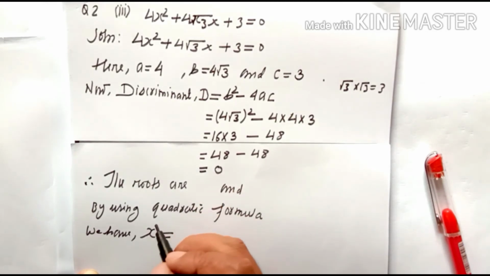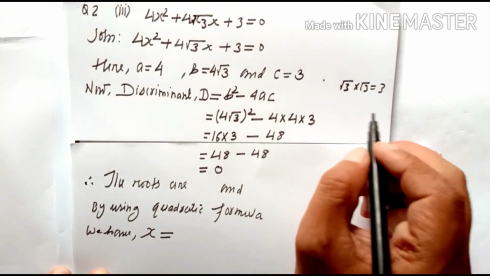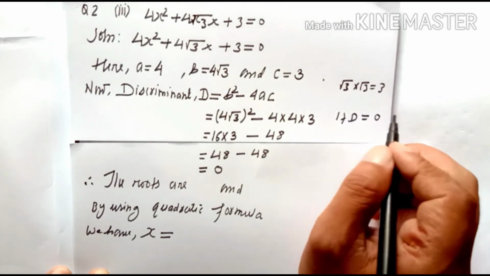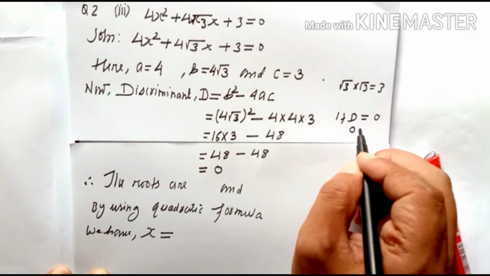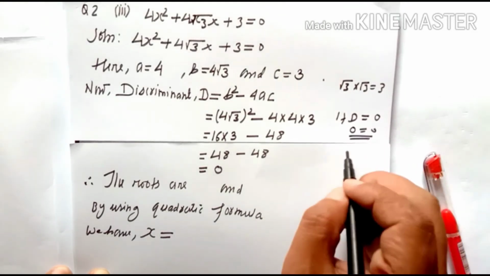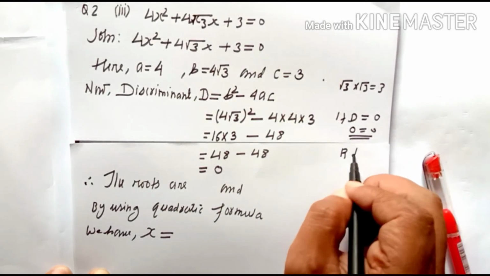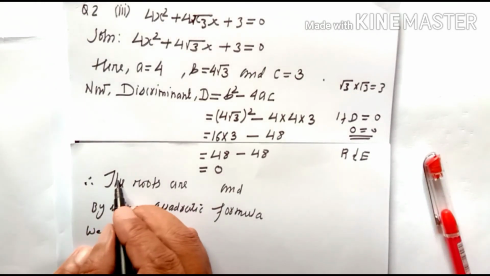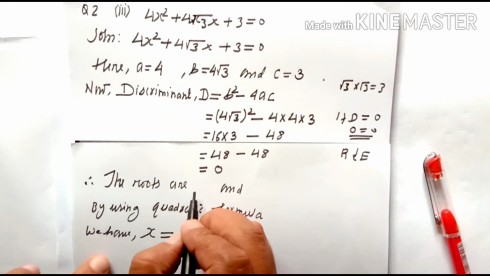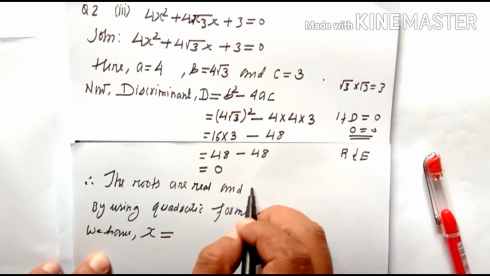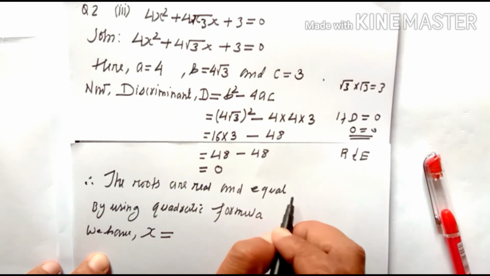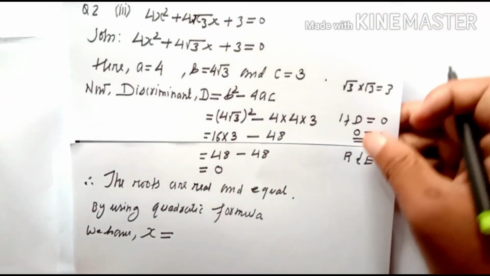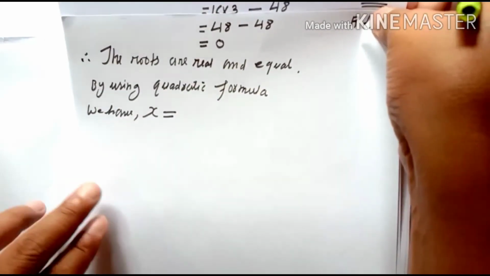Then what will be the nature of the roots? Like I said in a previous question, if D equals 0. So what is D here? 0 equals 0. That means the nature of the roots will be real and equal. So therefore, we can say that the roots are real and equal. So since the roots are real, you'll have to find the roots by using the quadratic formula.